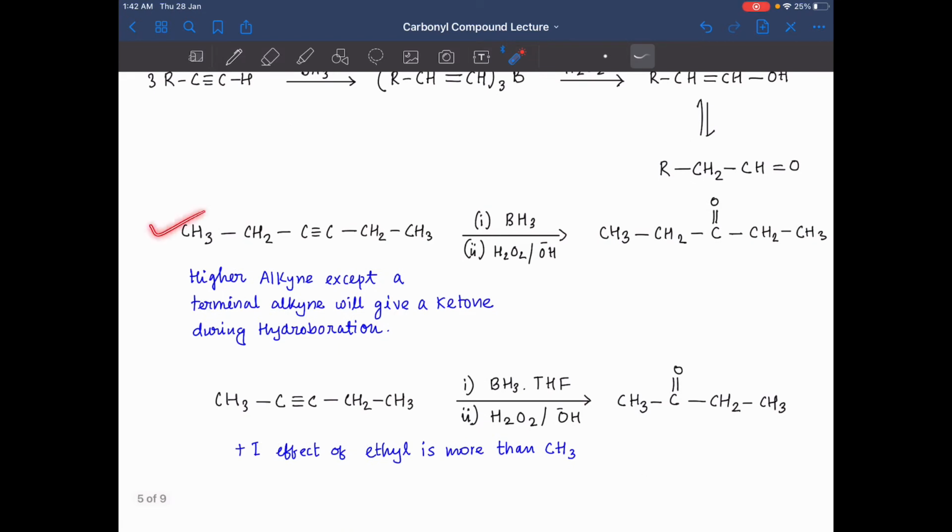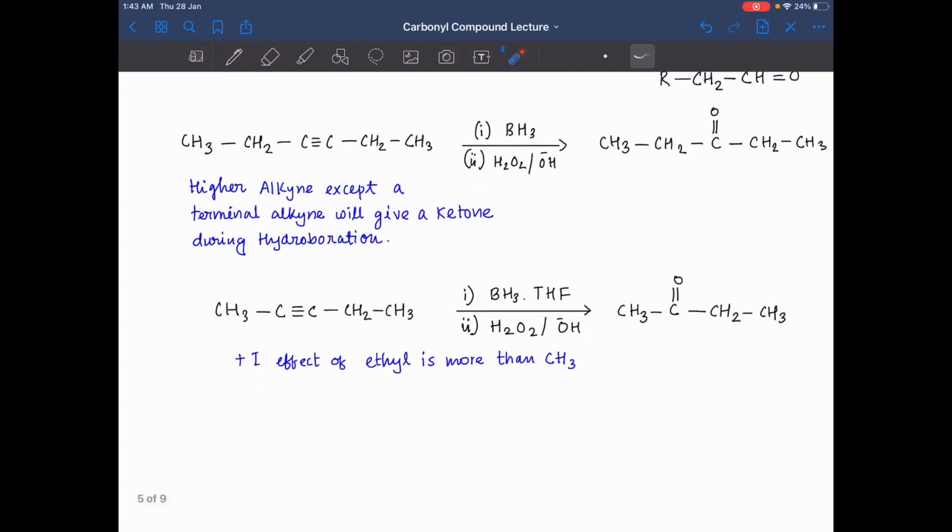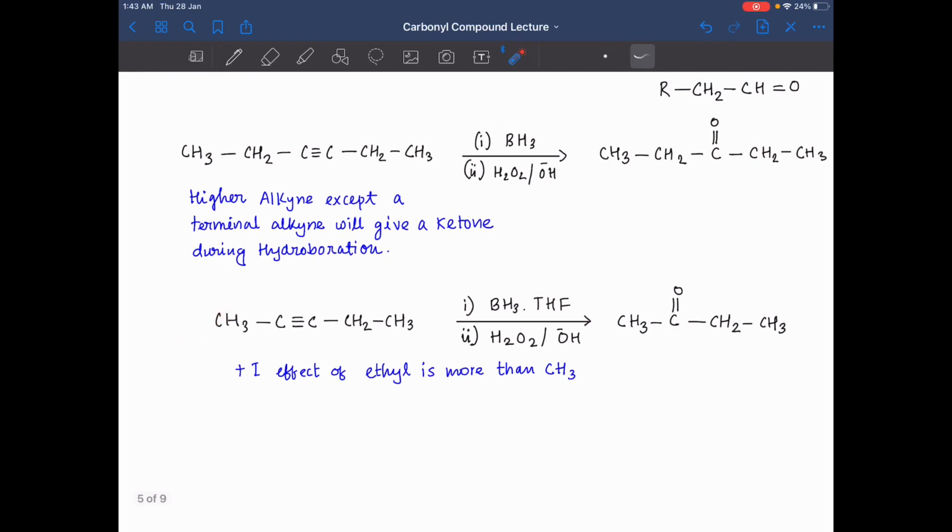So if we use this reactant and do the hydroboration oxidation, the product will be this one. Just remember one thing: a higher alkyne, except a terminal alkyne, will give a ketone during the hydroboration reaction. Now in this case, what will be the product?